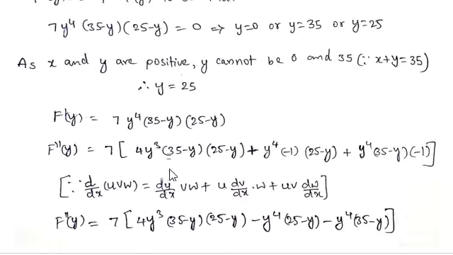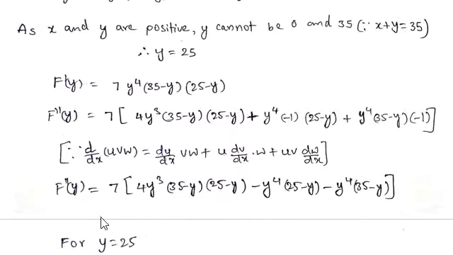So if we simplify and write the step once again, it is 7 into 4 y to the power of 3 (25 minus y)(35 minus y), minus y to the power of 4 (25 minus y), minus y to the power of 4 into (35 minus y), for y equals 25.